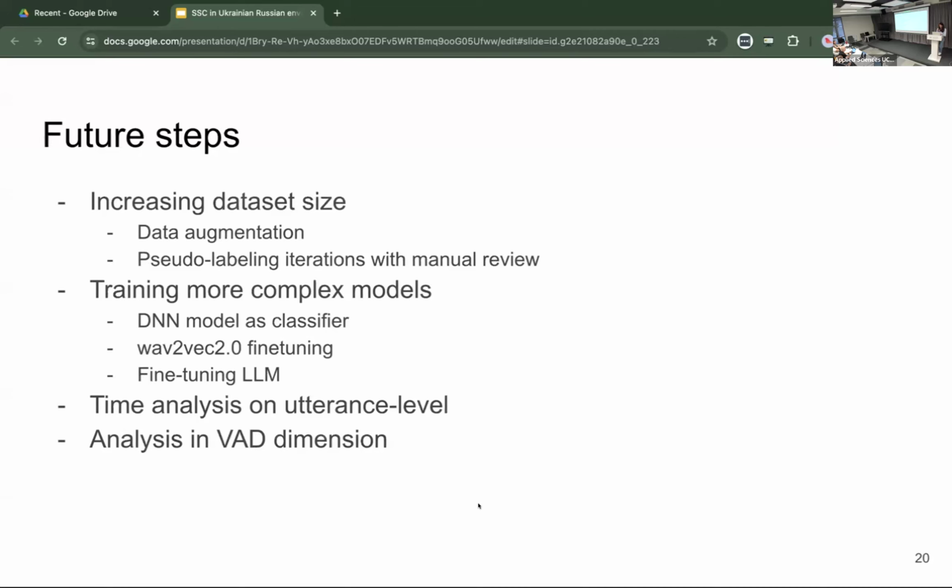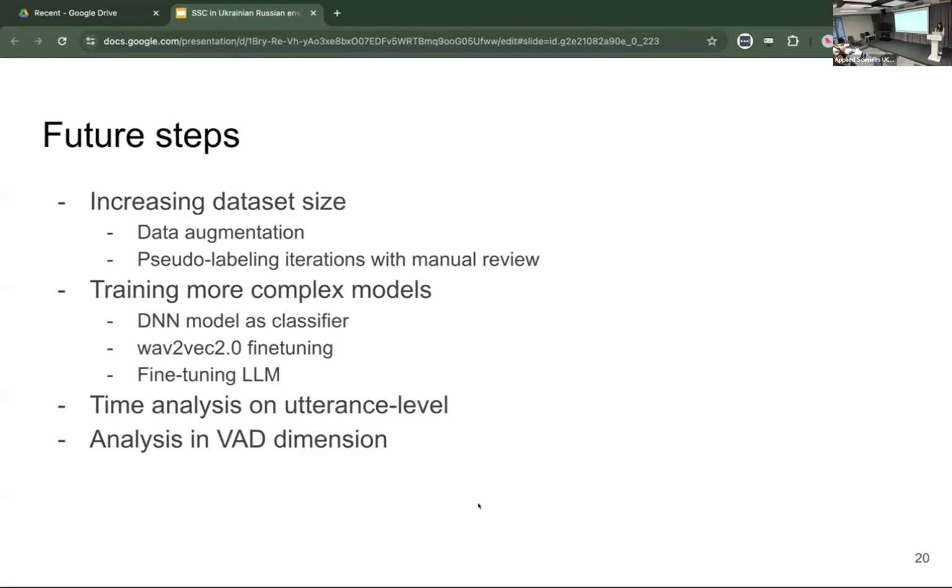Also, we might try to train more complex models, like DNNs, when we obtain more data. To try DNN models as classifiers, we may try wav2vec fine-tuning. It would also be interesting to fine-tune an LLM on our specific data to overcome such biases as we faced with COVID. There are also two other interesting approaches.